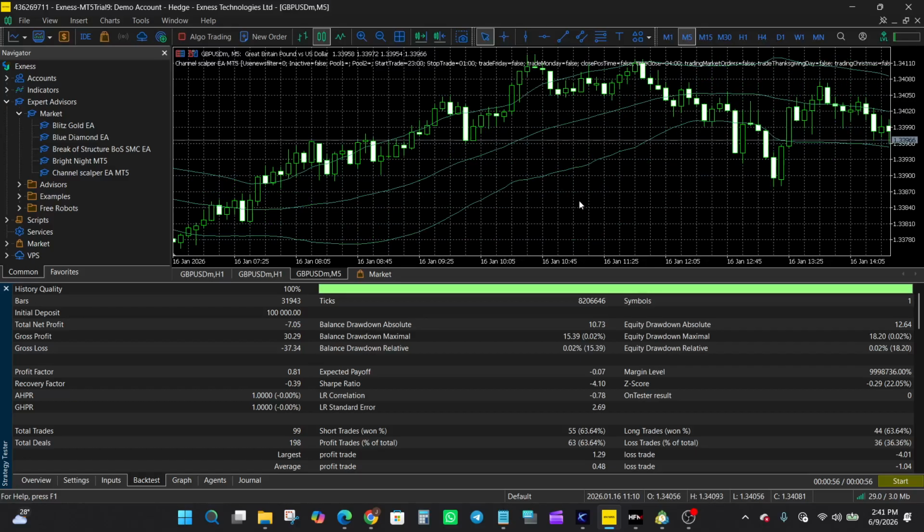Overall, this looks like a structured scalping system built around timing, volatility channels, and controlled risk management. But like any EA, real performance will depend heavily on how it is configured and the trading environment it's run in.